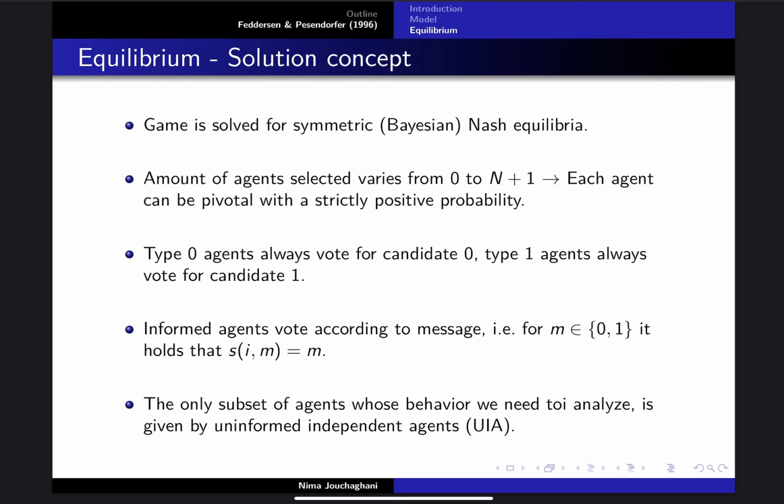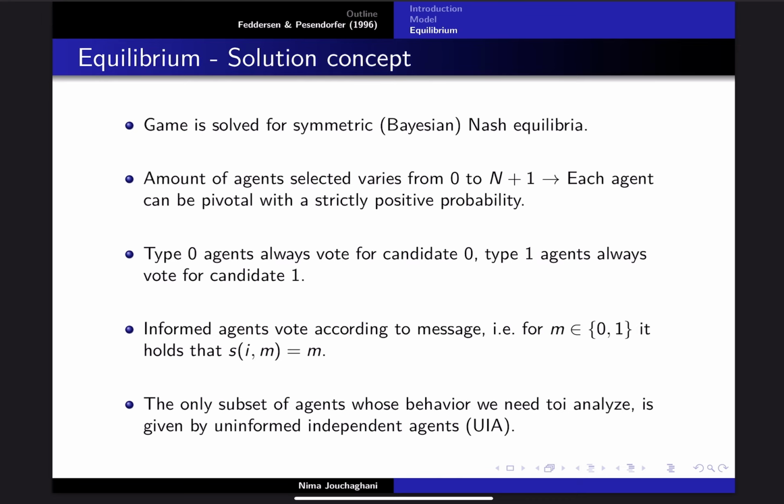The amount of agents which are selected varies from 0 to n plus 1. As a consequence of this, each agent can be pivotal with a strictly positive probability. The probability can be very small, but it's still strictly positive. So every agent who behaves strategically could end up in a situation of being pivotal.